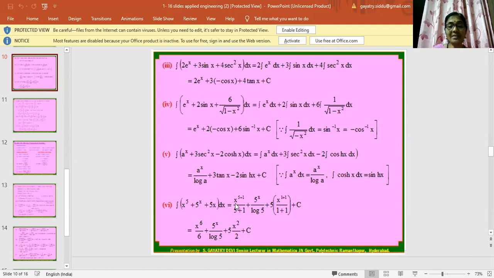So coming here, x power 5 plus 1 by 5 plus 1 is the answer. I am not splitting the integral again, as we are already habituated. You can understand the answer directly. The x power 5 gives x power 5 plus 1 by 5 plus 1. 5 power x, applying this form, gives 5 power x by log 5, plus 5 into x, where x power 1 gives 1 plus 1 by 1 plus 1. So the answer is x power 6 by 6 plus 5 power x by log 5 plus 5 into x square by 2. Finally, add the integration constant c.